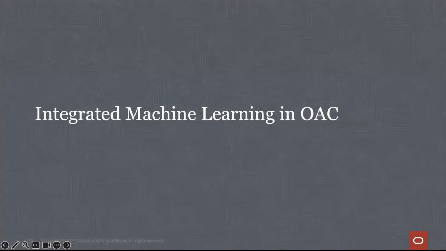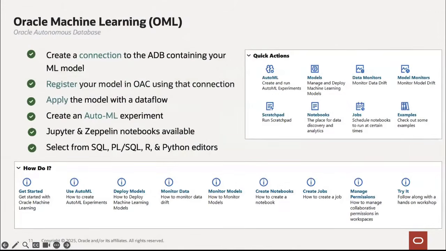Next, I'm going to talk a little bit about integrating machine learning into OAC. So what if you're building a model using machine learning in the autonomous database or OCI Data Science? You can build and train models in different services and then bring them into OAC and apply them to your data using a data flow. So we'll go through that in the next couple slides.